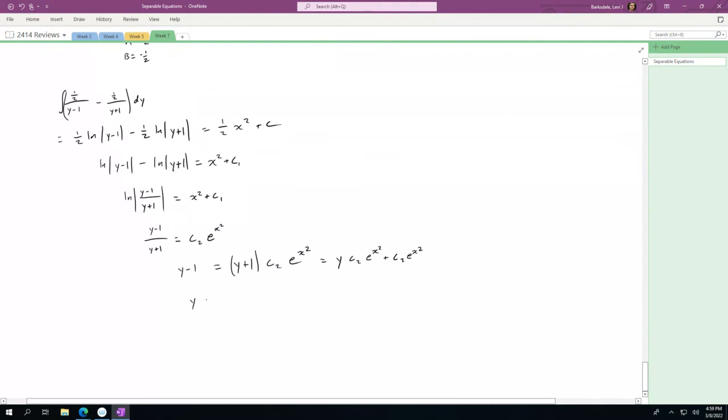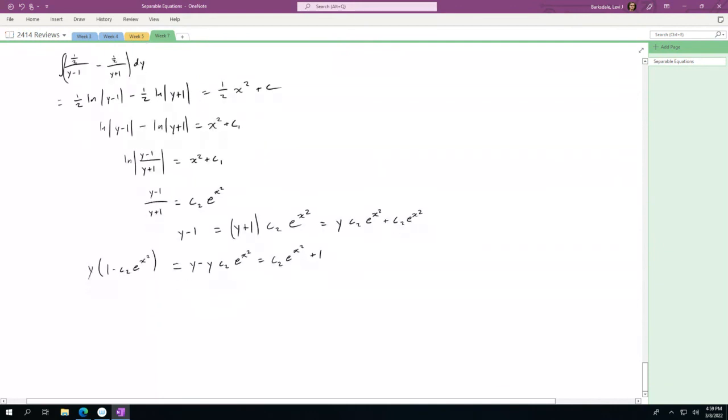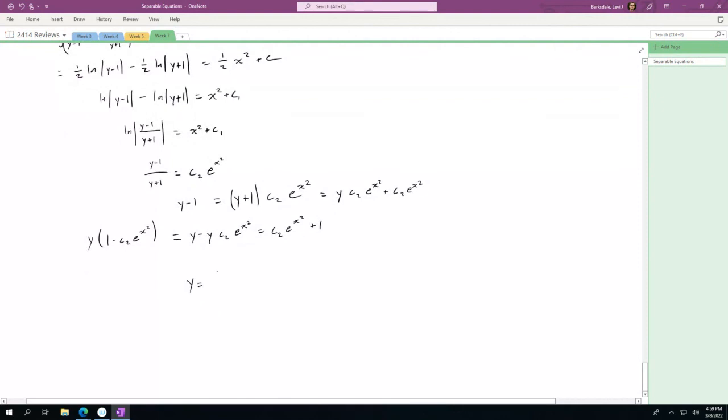So I have y minus y c2 e to the x squared is equal to c2 e to the x squared plus 1. Now I'm going to factor a y out on my left-hand side. So I have y times 1 minus c2 e to the x squared is equal to all this. Then I'll divide both sides by that value. So I have y is equal to c2 e to the x squared plus 1 divided by 1 minus c2 e to the x squared. And that would be my final answer.